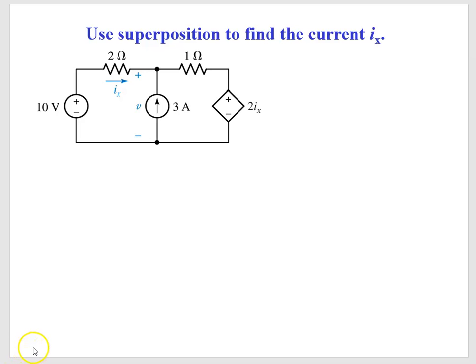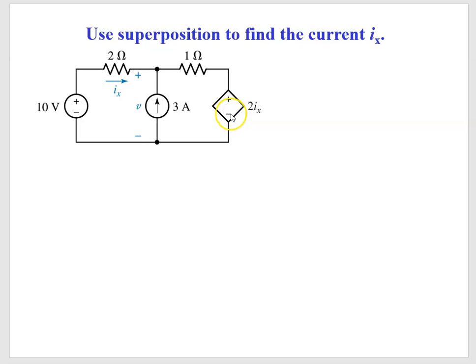All right, let's look at this problem. We want to use superposition to find the current Ix labeled here in the circuit. So what does that mean? We can find the contribution to Ix by this 10-volt source by killing the 3 amp source. We can find the contribution of Ix due to the 3 amp source by killing the 10-volt source.